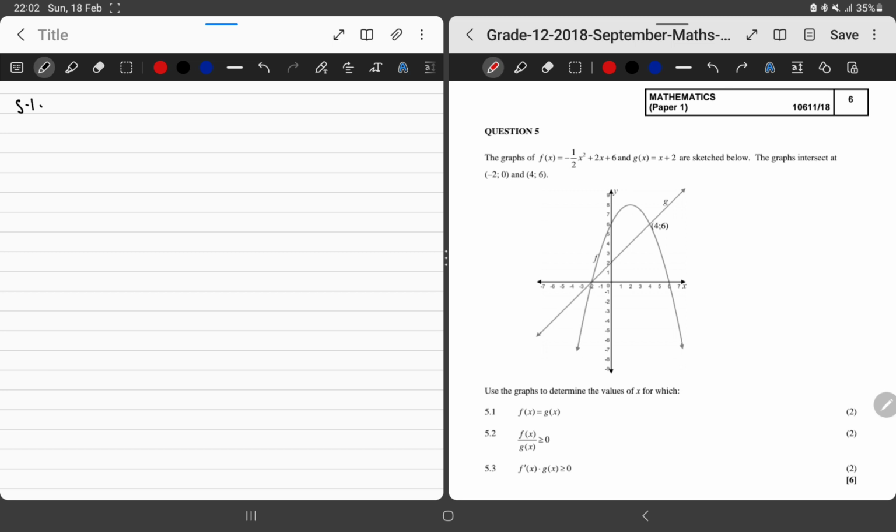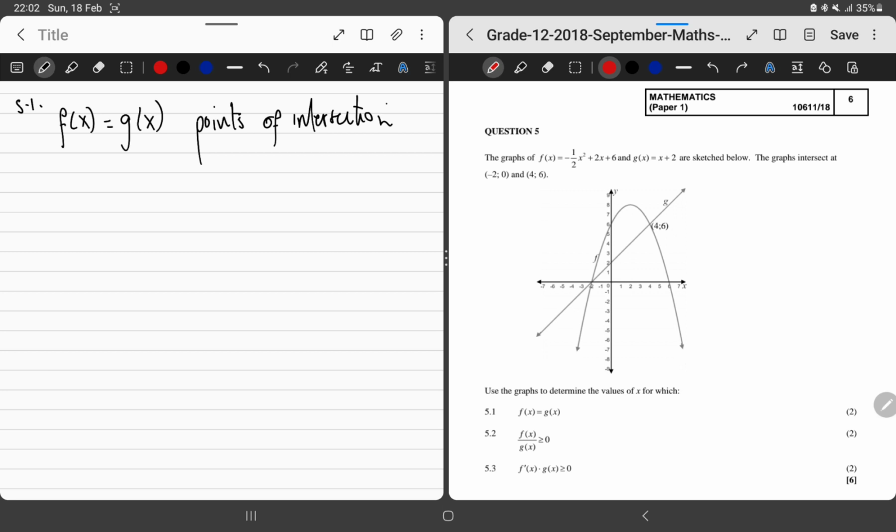5.1. Use the graph to determine the values of x for which f of x is equal to g of x. So in this case, they are looking for the x values where the graphs meet. So this is the point of intersection.